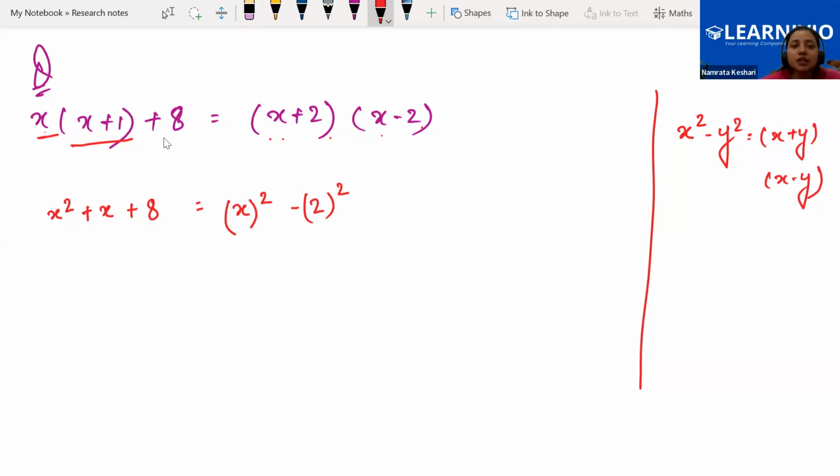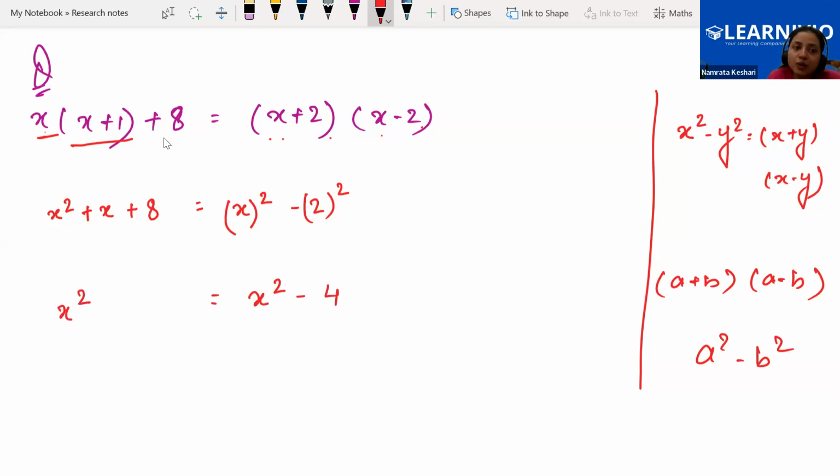Can we write it this way? Does it look like (a + b) and (a - b), a plus b in one bracket, a minus b in another bracket? Then the formula is a square minus b square. Yes, ma'am. So yes, we can write it this way. So what are we going to have? We are going to have x square minus 4 on the right side, and here we will be having x square plus x plus 8.